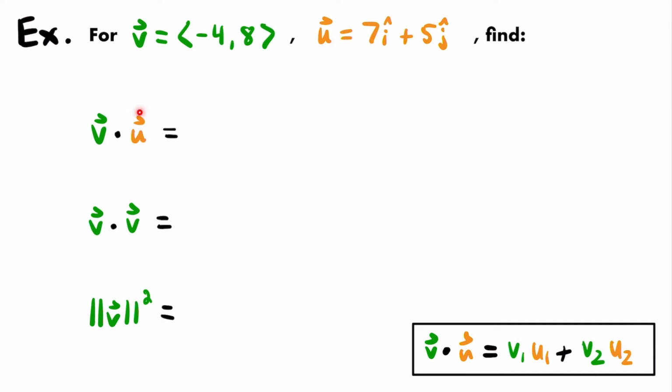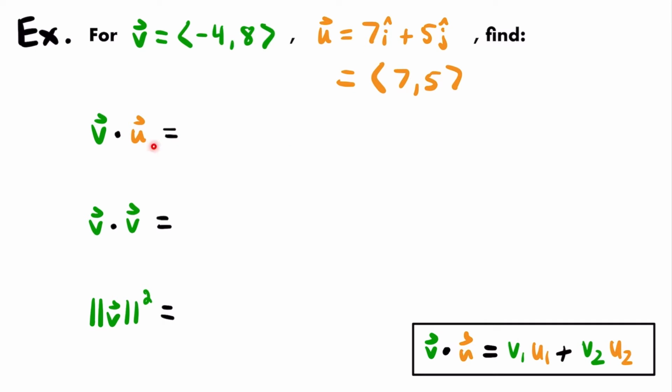Let's find this first dot product here. Notice that vector v and vector u are in two different notations. It's not a big deal, we can work with them in these notations, but if you prefer to have them both in the same notation, then it might be a good idea to rewrite one of them. Vector v is in this standard vector notation, and vector u is in the standard unit vector notation, where we have i and j. I'm just going to rewrite vector u in the standard vector notation, where the components are 7 and 5. The x component is 7, and the y component is 5.